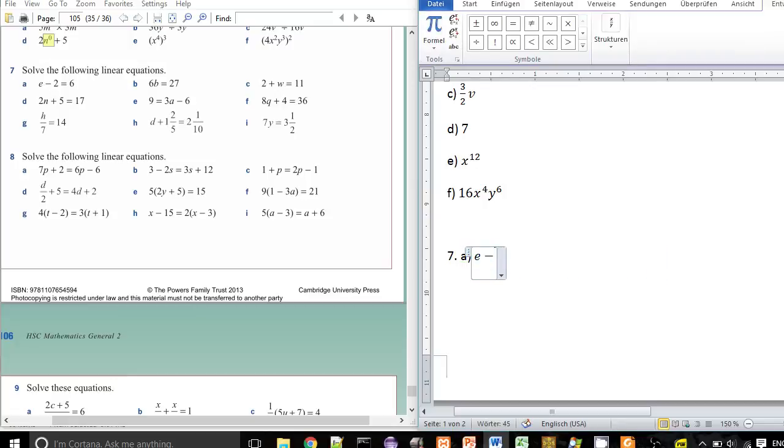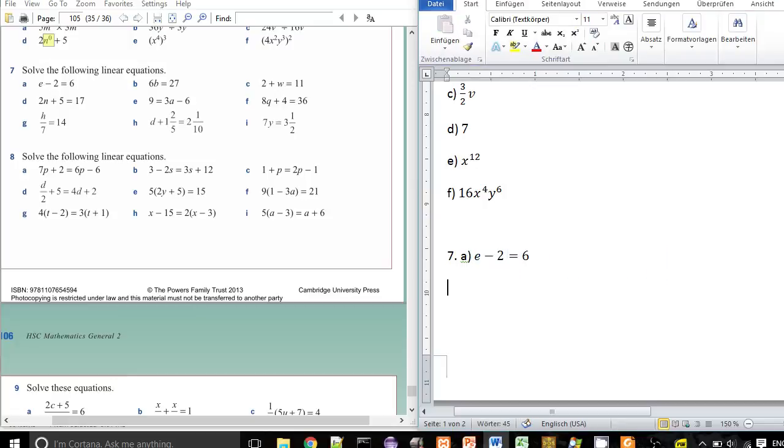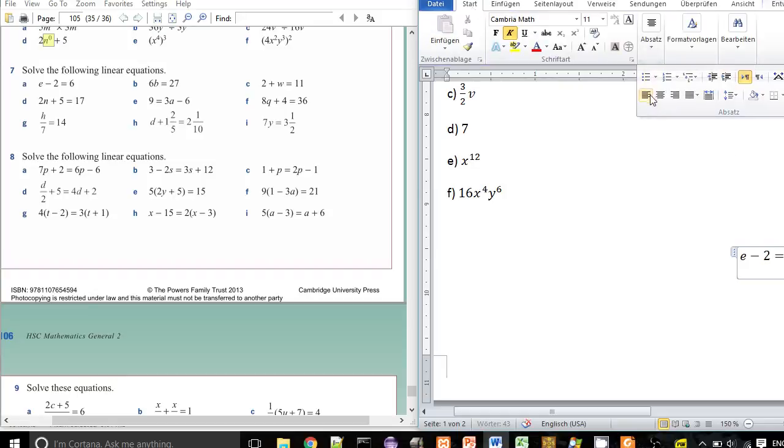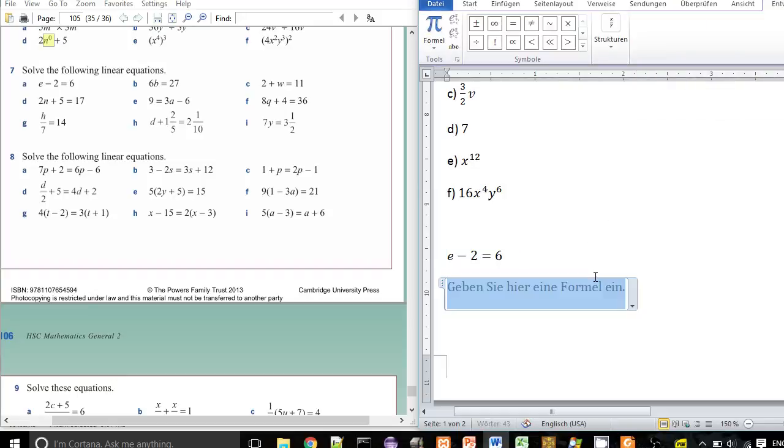Okay, e minus 2 equals 6. That's easy. Actually, I won't label it. Just say e minus 2 equals 6. Let's put it over on the left. So to get e by itself, you've got to add 2. So e equals 8. That should be pretty straightforward.